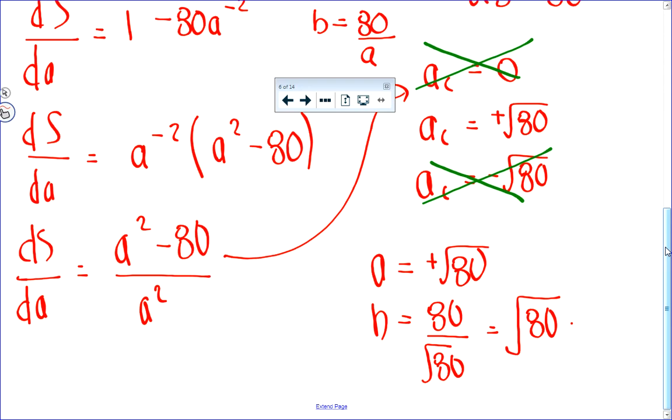So the answer to the question is the two numbers that multiply to give 80, and there's an infinite number of pairs of numbers that multiply to give 80. But the one pair that has a sum that's as small as possible is this pair of numbers, root 80 and root 80. 8 times 10 gives you 80, but 8 plus 10 is 18, which will be more than root 80 plus root 80.